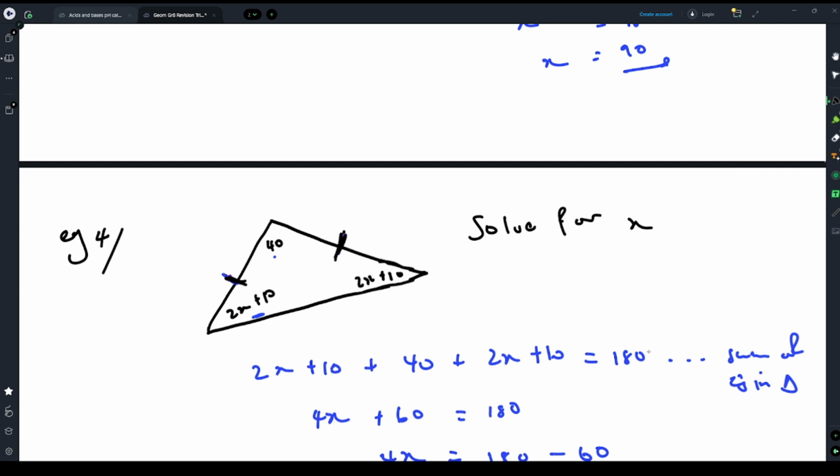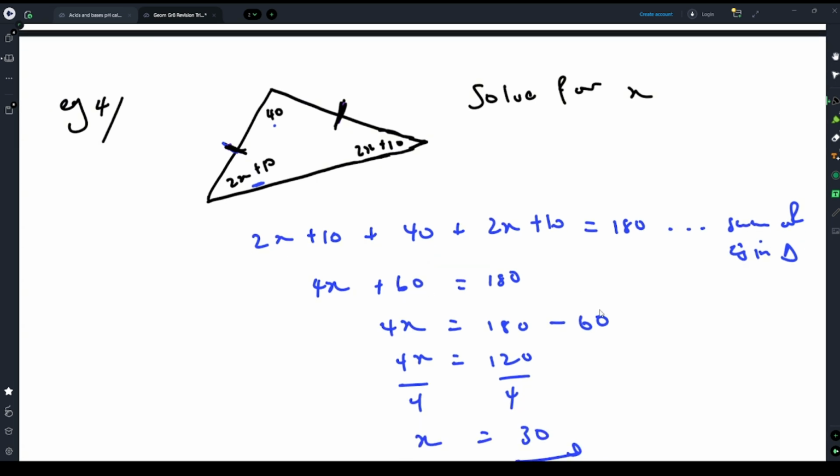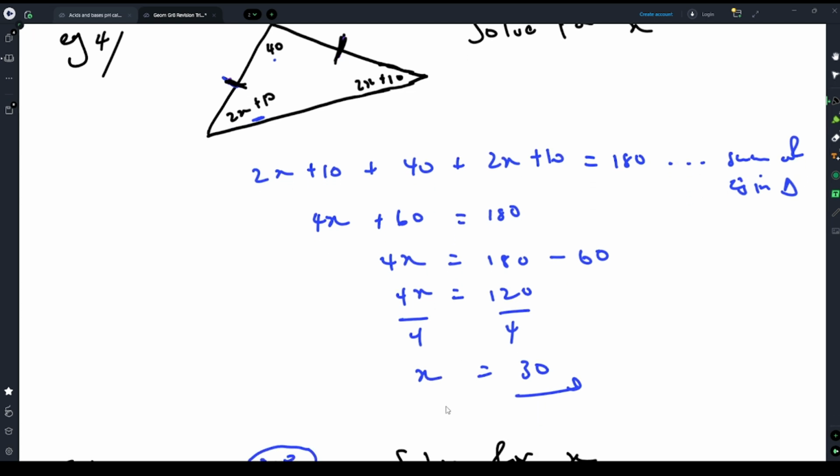And so now we can set up our sum. 2x plus 10 for the first angle, 40 for the second, 2x plus 10 for the third. Adding, all equal to 180. Adding our like terms together, 2x plus 2x is 4x. 10 plus 40 plus 10 is 60. Take the 60 across. 4x is equal to 180 minus 60. So 4x is equal to 120. Divide both sides by 4, and we will end up with x is equal to 30.